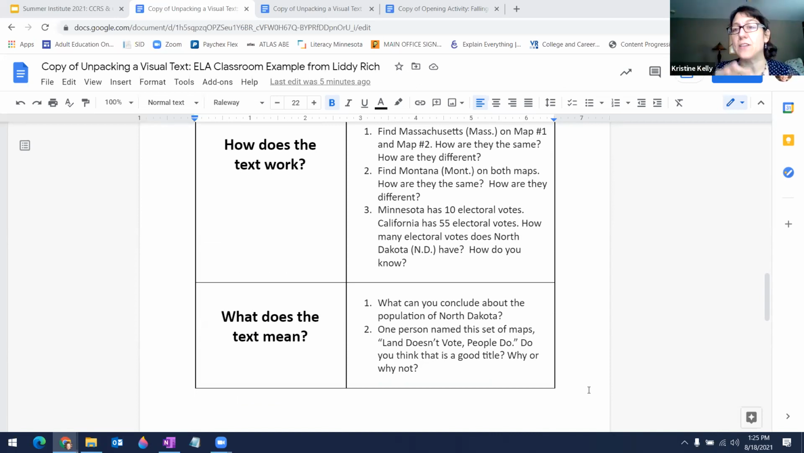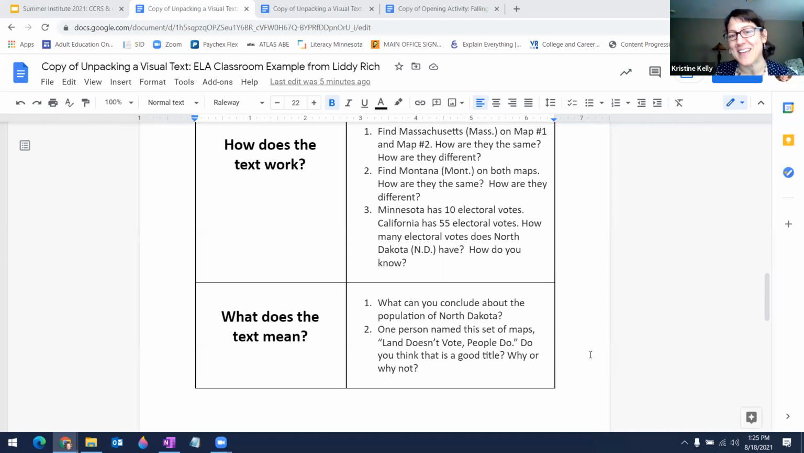And then looking at some more of the squares and the legends, and again seeing how the visual works with the information provided. And then, what does it mean? This conclusion, we save the inferencing question here. What can you conclude about the population of North Dakota?